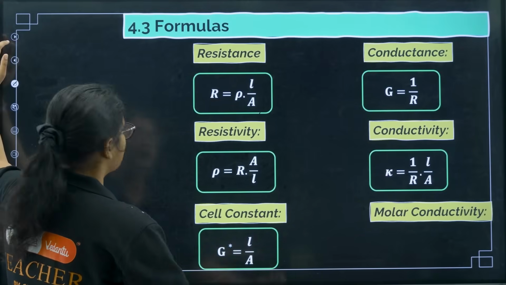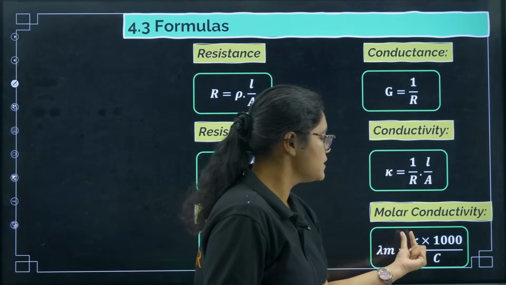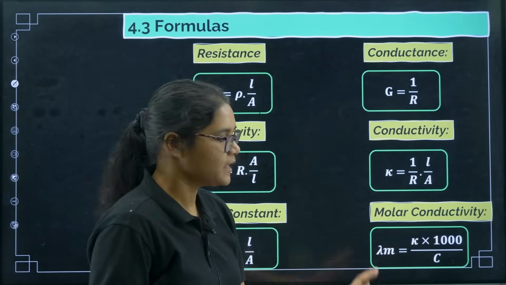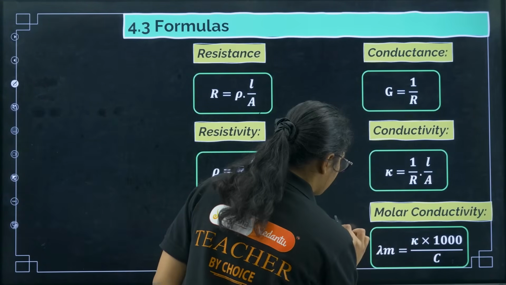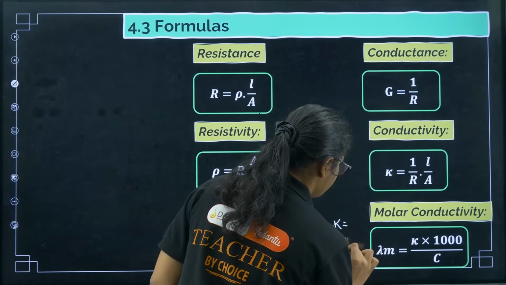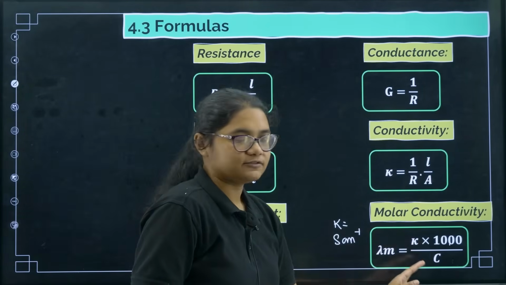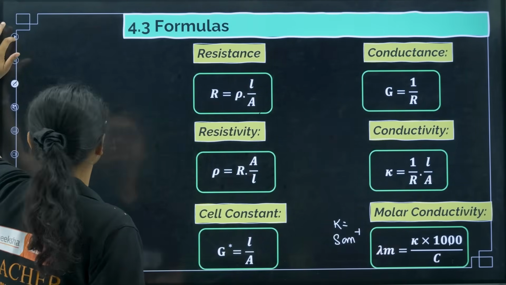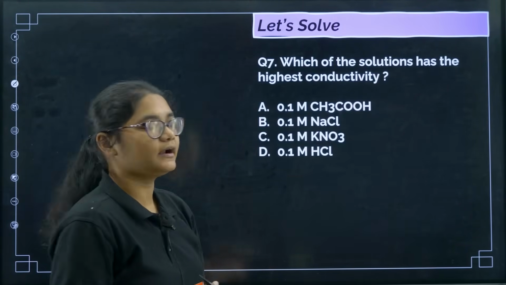Next, you have molar conductivity. The molar conductivity formula is lambda m is equal to kappa into 1000 by C. Here, a condition that you should remember is that this kappa should be in the unit of S centimeter inverse. Then we have this formula. Clear?